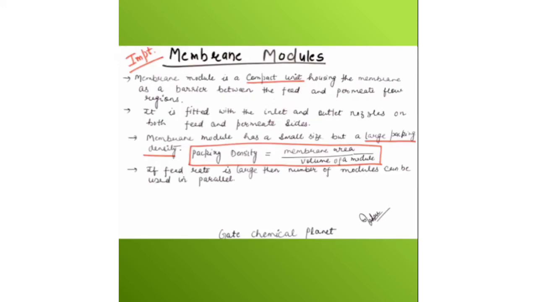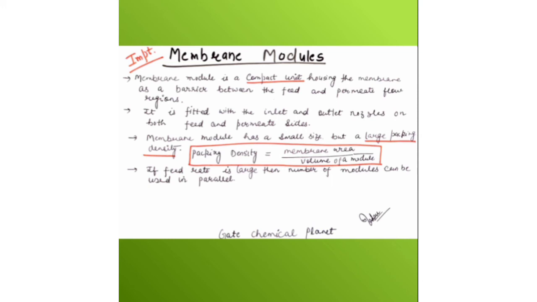So now we will come to the most important topic in membranes, which is the membrane module. So what is a membrane module? A membrane module is a compact unit housing the membrane as a barrier between the feed and permeate flow regions. It is fitted with inlet and outlet nozzles on both the feed and permeate sides.